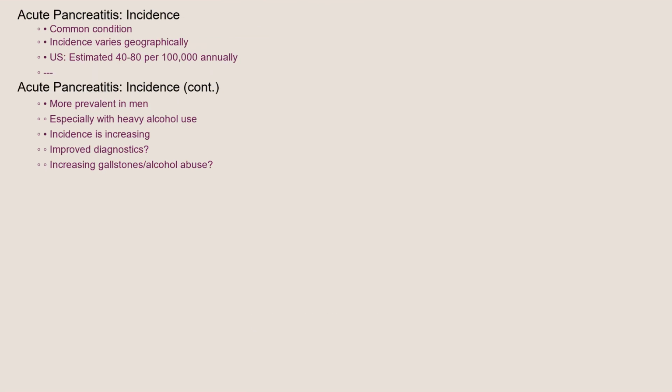Acute pancreatitis is a relatively common condition. Its incidence varies based on geographical location and population. In the United States, it's estimated that around 40 to 80 people per 100,000 are affected each year. It's more prevalent in men, particularly those with a history of heavy alcohol use. The incidence is also increasing, possibly due to improved diagnostic methods and increasing rates of gallstones and alcohol abuse.